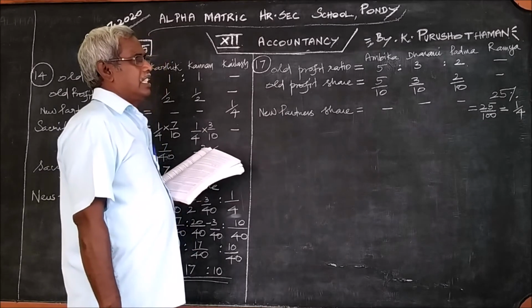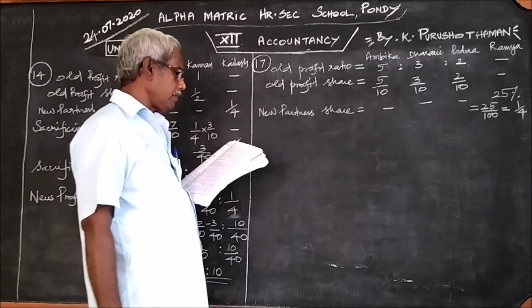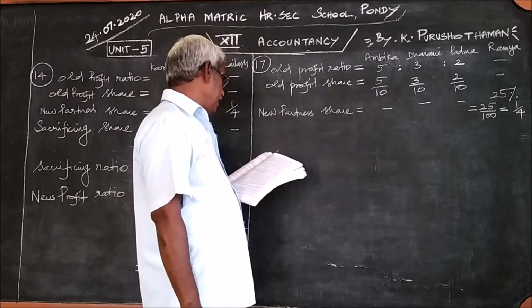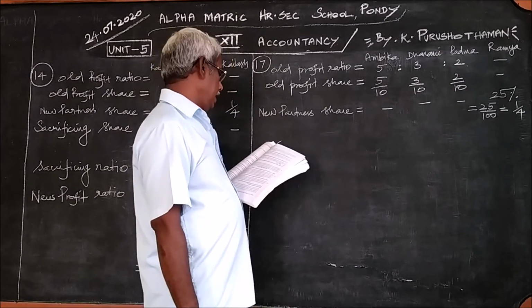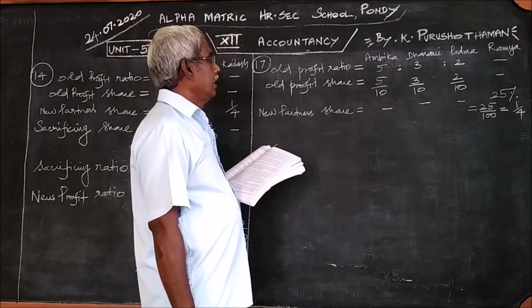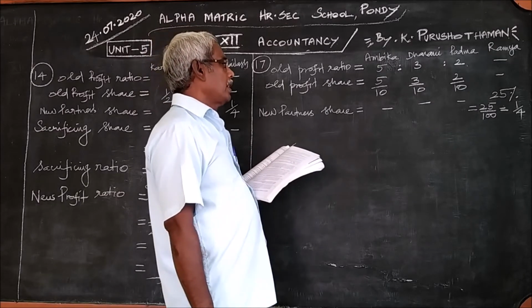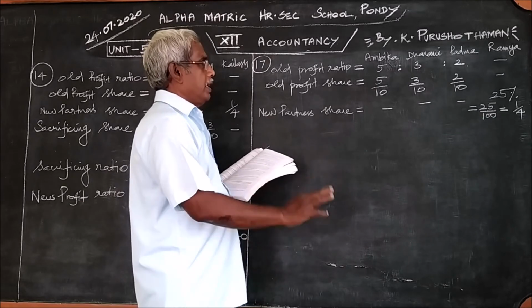What is the speciality in this 17? Here it is 5 by 10, 3 by 10 and 2 by 10 that is given. New partner 1 by 4. 1 by 4 is given to the new partner.